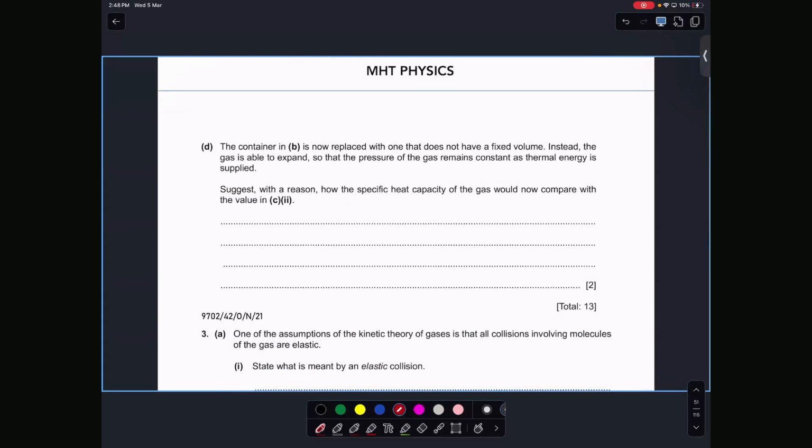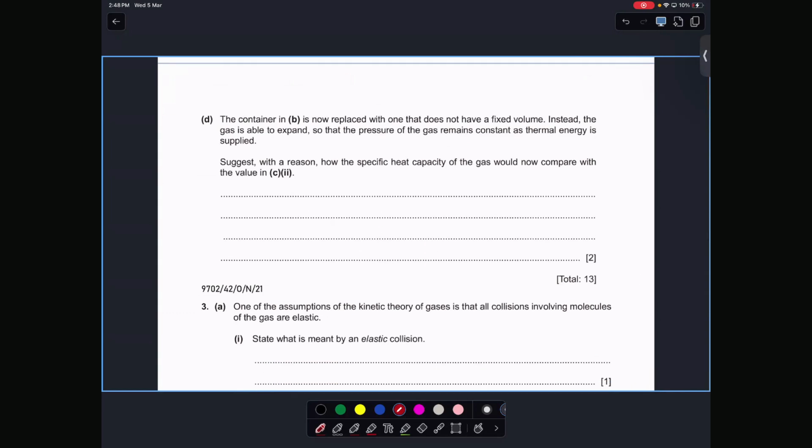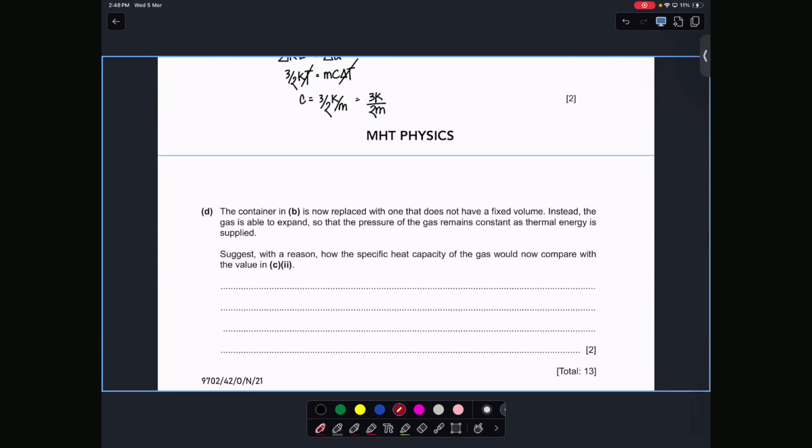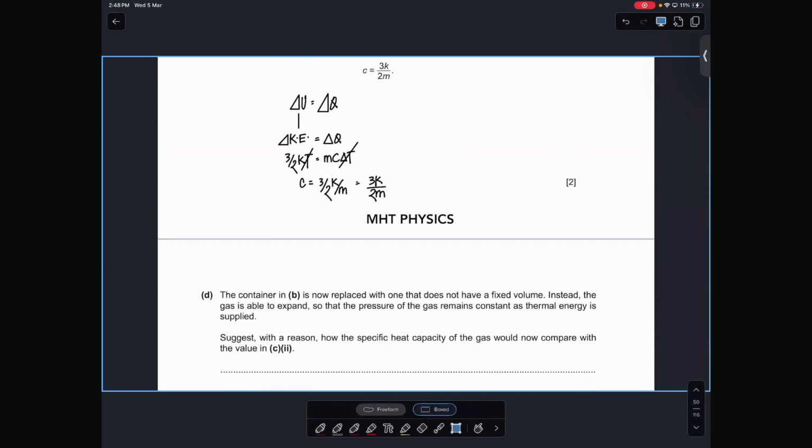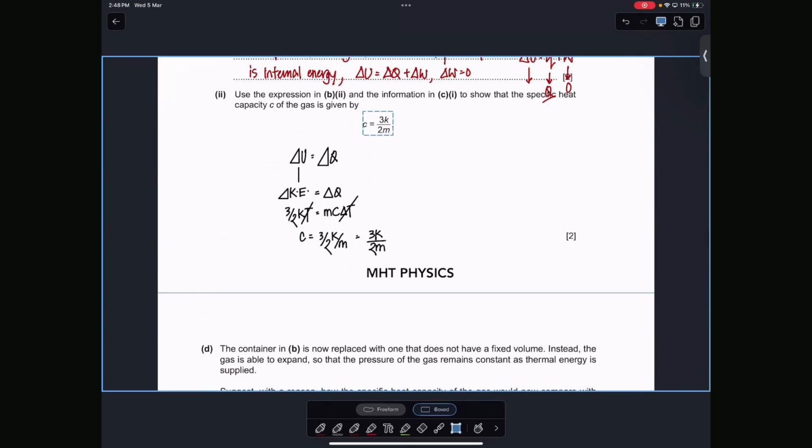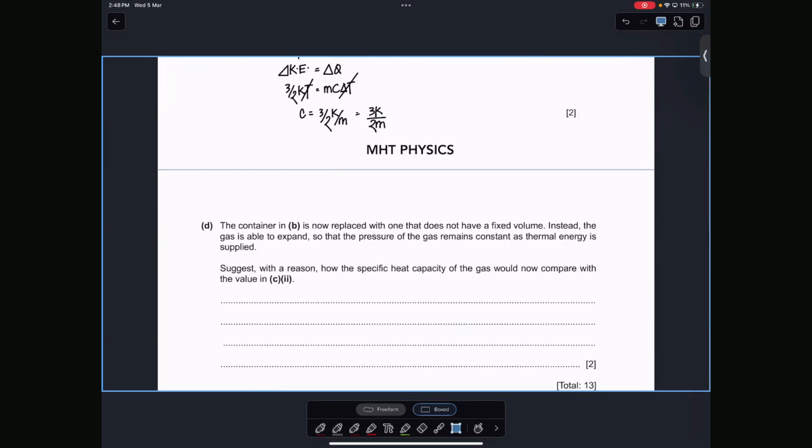আচ্ছা, the container B is now replaced with one that does not have fixed volume. Instead, the gas is able to expand so that the pressure of the gas remains constant as thermal energy supplied. Suggest with a reason how specific capacity of the gas would now compare with the value in C2. So আমরা যেটা করব is এটাকে নিয়ে না, এটা নিয়ে করার কিছু নাই.